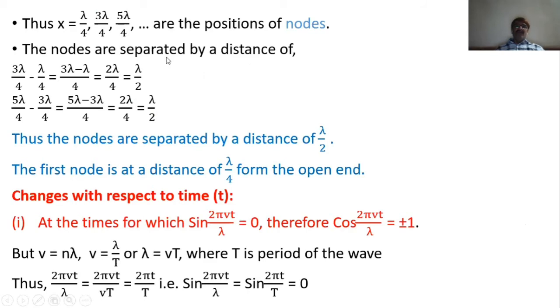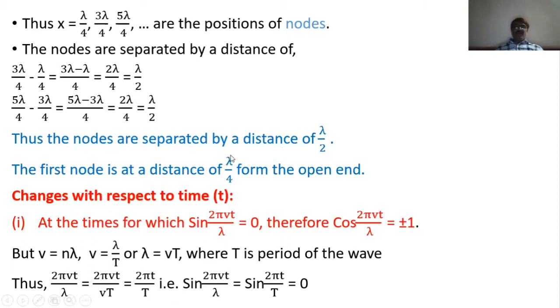Okay, and what will be the distance between any two consecutive nodes? That we can obtain: 3 lambda by 4 minus lambda by 4, that will be lambda by 2. 5 lambda by 4 minus 3 lambda by 4, that will be lambda by 2. So the distance between any two consecutive nodes is equal to lambda by 2. Thus, nodes are separated by a distance of lambda by 2. And what will be the separation between a node and a consecutive antinode? Of course, that will be lambda by 4, as we have seen. So this is about the positions of nodes and antinodes.